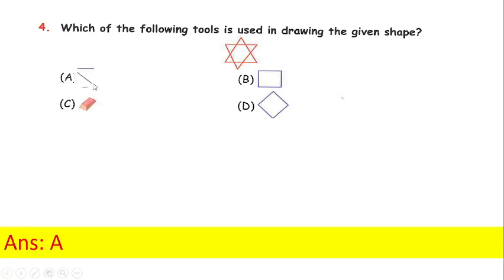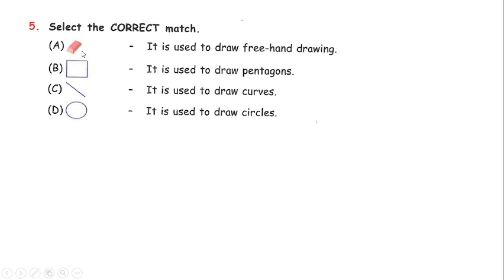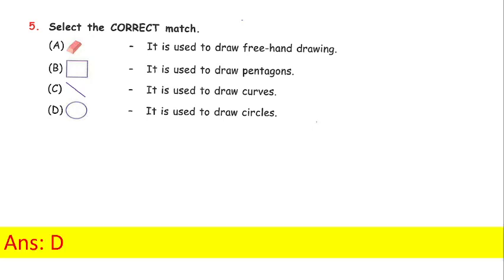Okay. Next, select the correct match. Eraser, it is used for draw freehand drawing. Rectangle to draw pentagon. Line tool to draw circle, or oval tool to draw circle. So tell me the answer. Answer is D. This is correct. It is used to draw circle. Okay, D is oval tool which is used to draw circle. Line tool for drawing line. Rectangle tool for drawing the rectangles. And eraser to erase something.